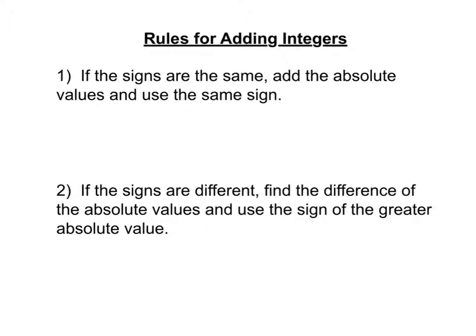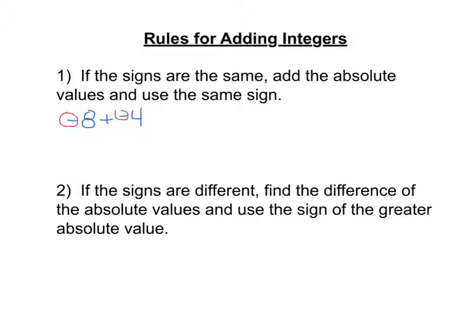But let's get away from using a number line and talk about 2 different rules that can be used for adding integers. The first rule is this. If the signs are the same, add the absolute values and use the same sign. Let's say, for instance, you were given negative 8 plus negative 4. The signs are the same. In this particular case, the signs are both negative.